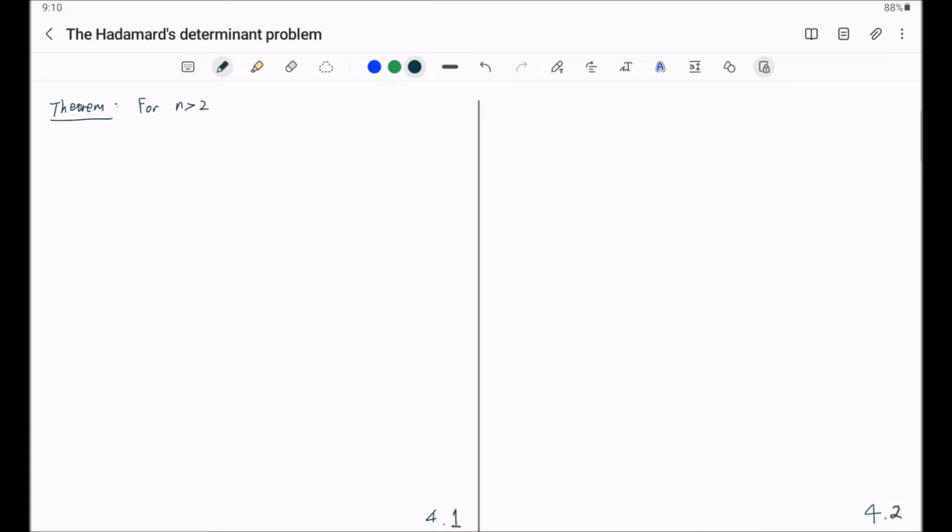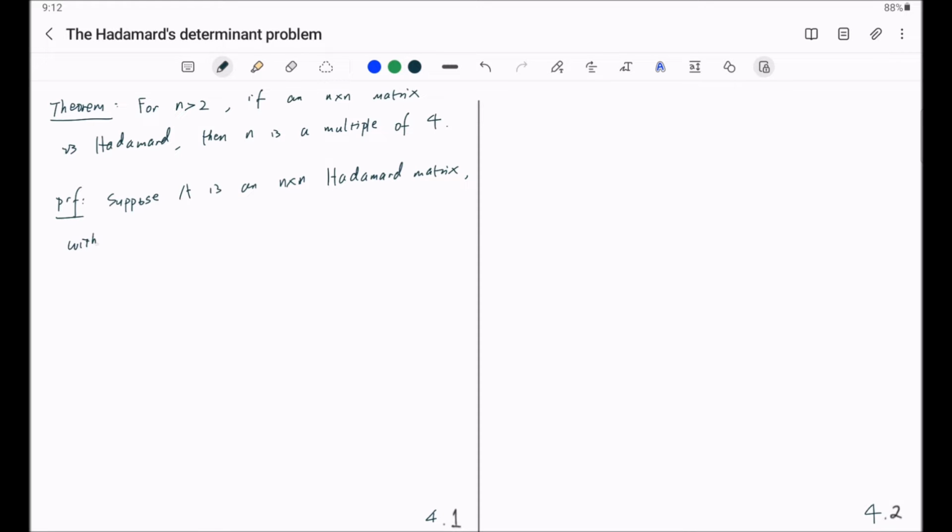For n greater than 2, if an n by n matrix is Hadamard, then n is a multiple of 4. Now let's prove this. Suppose A is an n by n Hadamard matrix with n greater than 2. Now we write, as before, A as a block matrix where each block is a column.